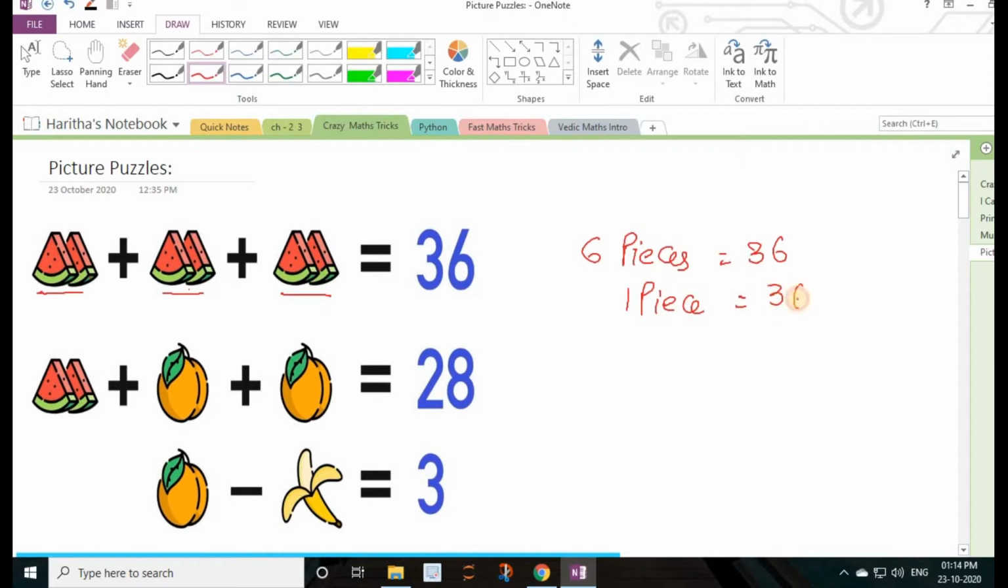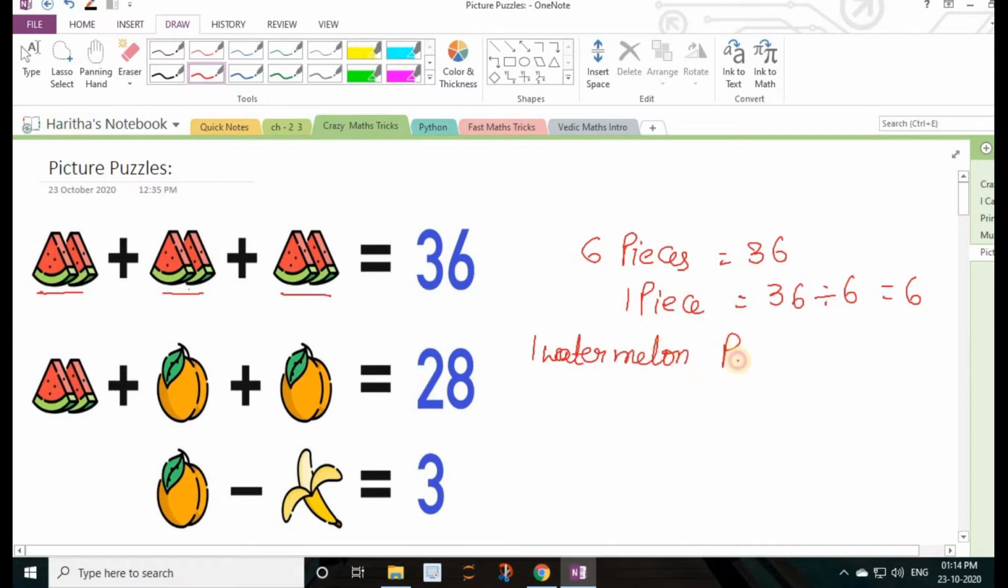Simple, right? Division. So 36 divided by 6. What is the answer you'll get? Yes, 6 6s are 36. So the answer is 6. So here you should write one watermelon piece is equal to 6.